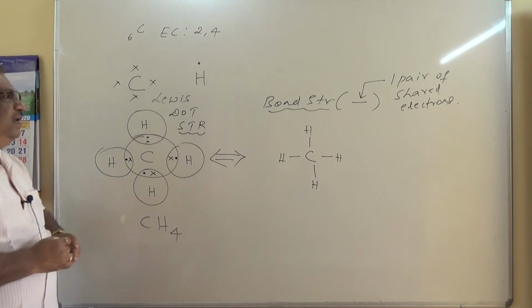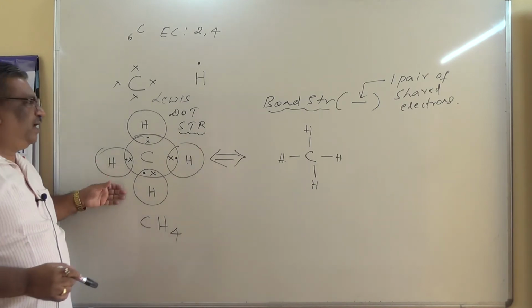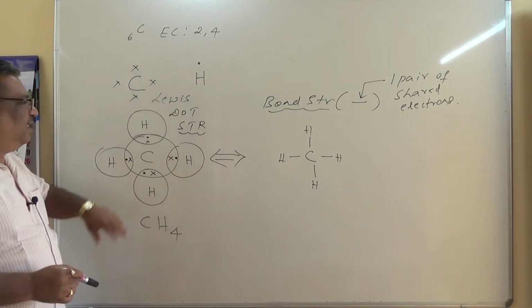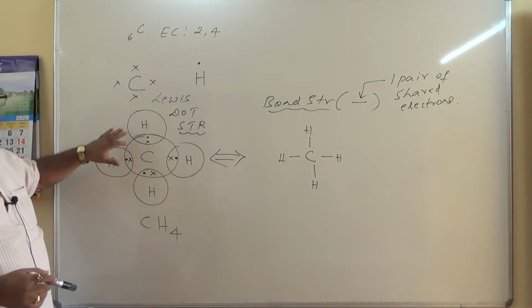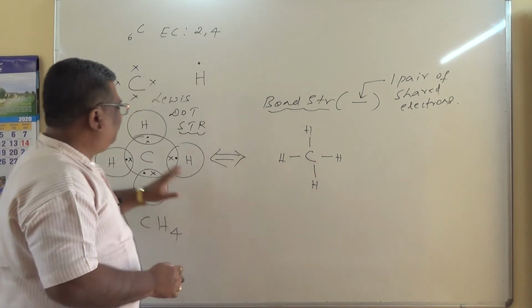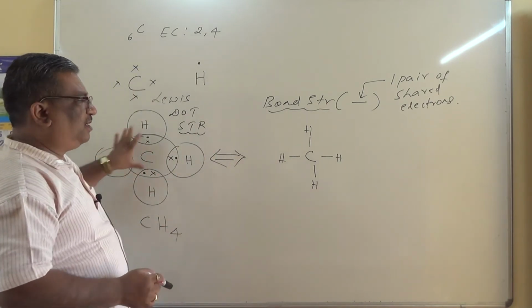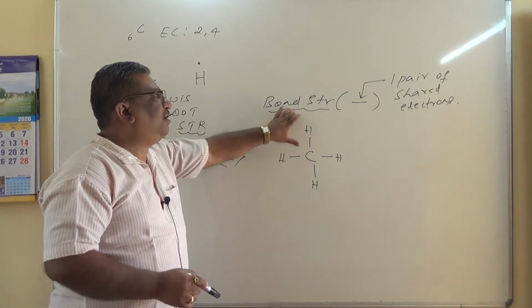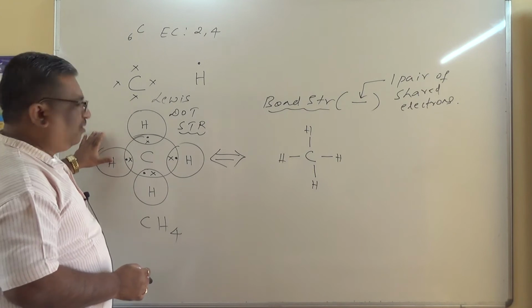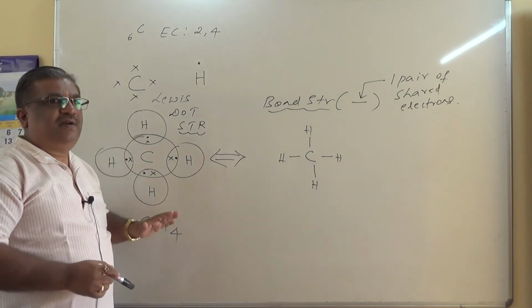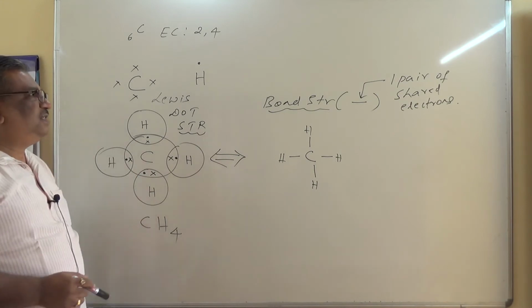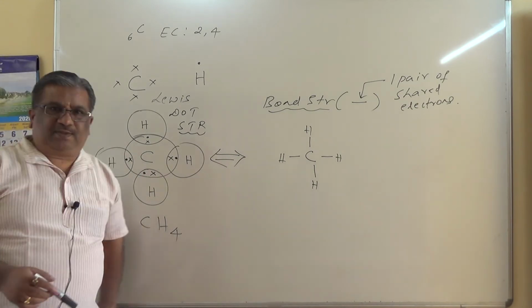I hope you have clearly understood the difference between the Lewis dot structure for formation of a covalent bond. Here in this case it is a single covalent bond formation, and the dot structure bond formation is represented by a bond structure. This is a bond structure, and this is a dot structure that represents formation of the methane molecule. So these are the examples for single covalent bond. So make a note of this one.